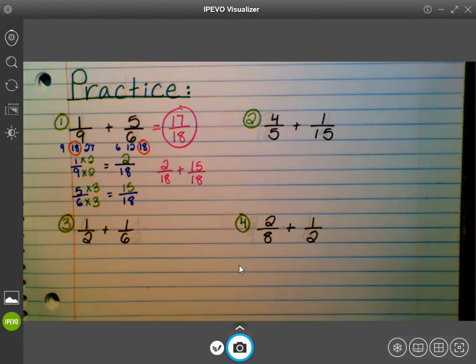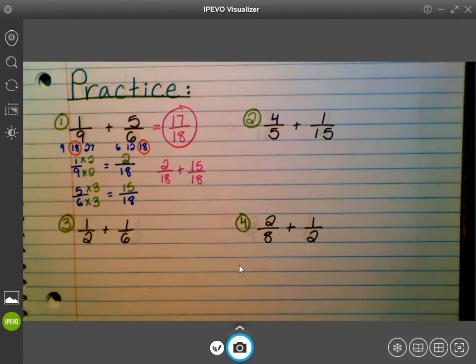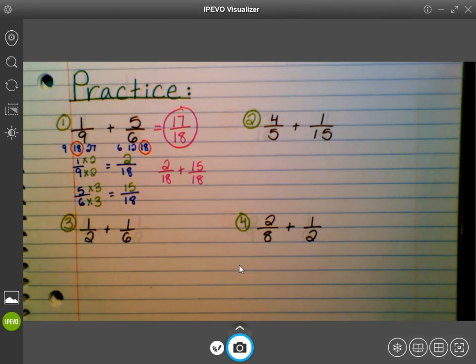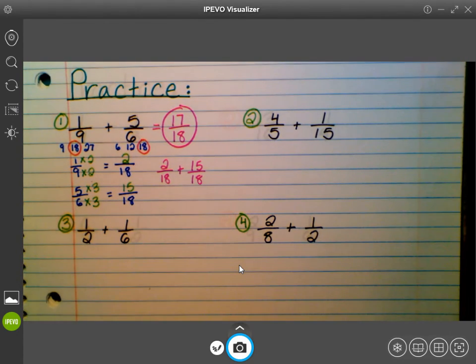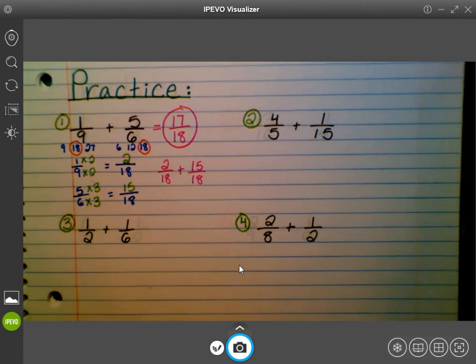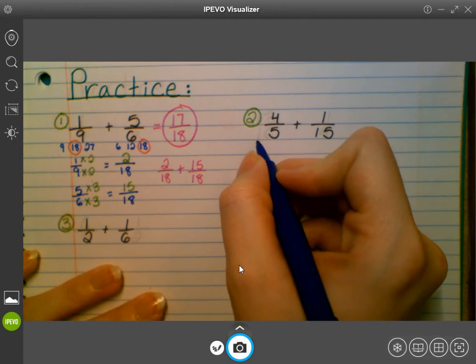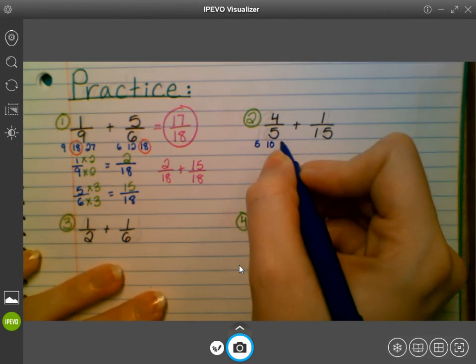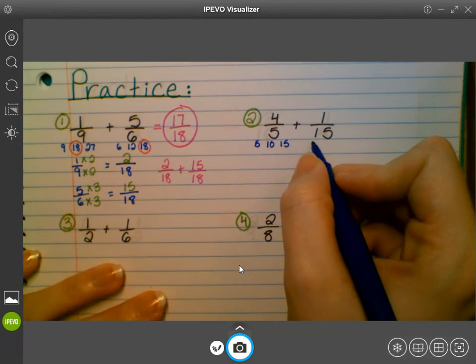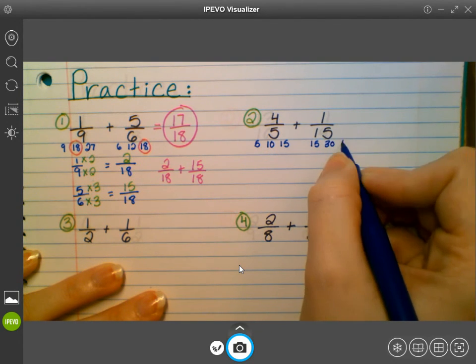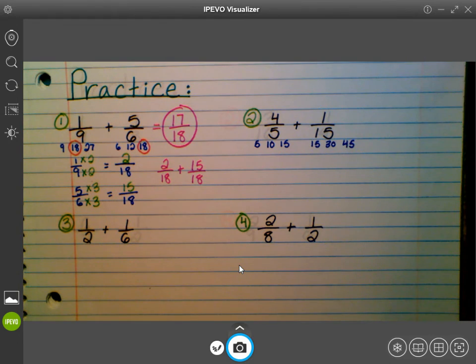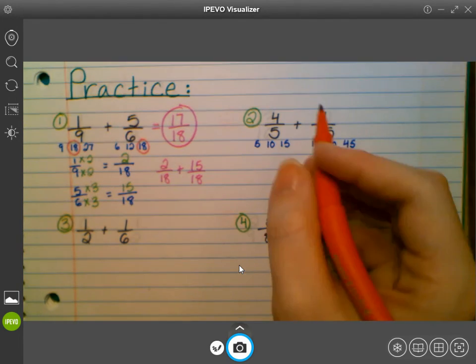Now, I noticed for a lot of you, for number 2, 3, and 4, how many of you were able to find the LCD in your head without listing out the multiples? How many people were able to do that? Awesome. How many people had to list out the multiples for some of them? That's okay too. That's good practice. So I'm going to list it out still just so that you can see. So if I list out multiples for 5, 10, 15. For 15, I have 15, 30, 45. Well, I can see already my LCD, least common denominator, is 15.